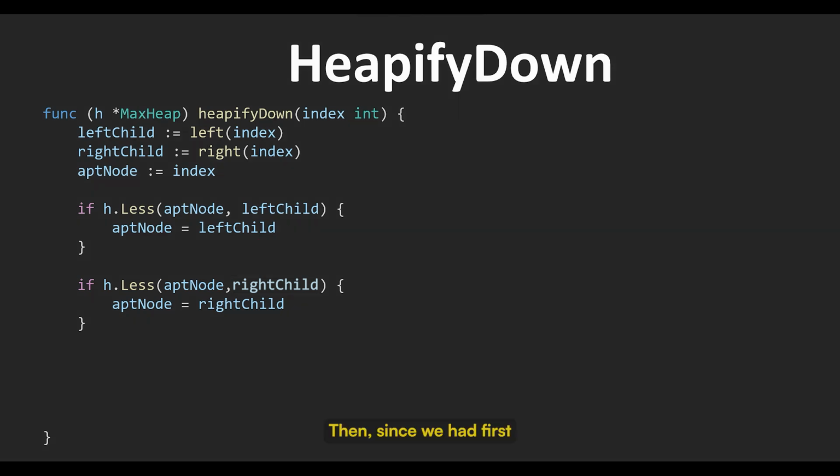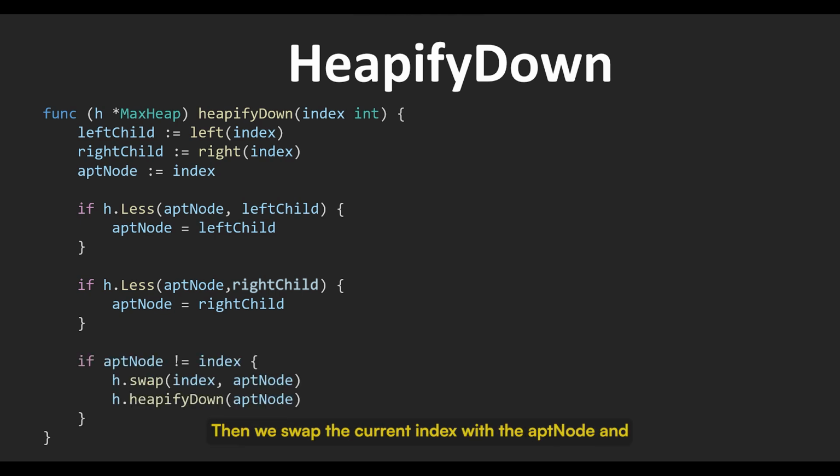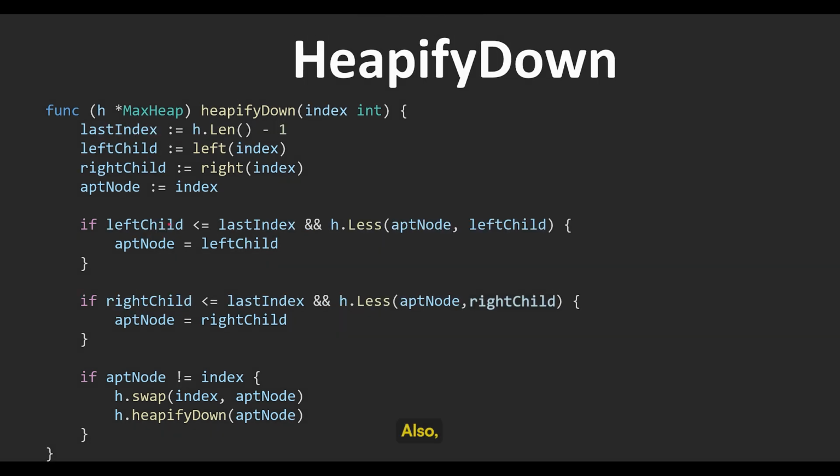Then, since we had first assigned the apt node to the current index, we check if the apt node has changed or not. Then, we swap the current index with the apt node and heapify down on the apt node again. Also, before calling the less function, we need to make sure that the left and the right indices exist in the underlying array. So for that, we check if they are less than or equal to the last index or not.